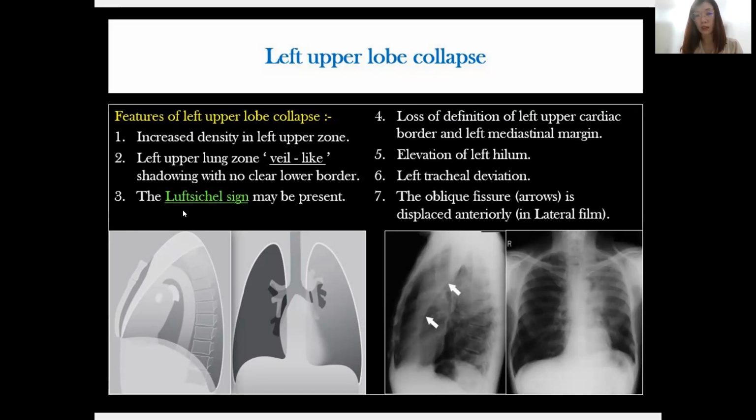Next you will see what we call the luftsichel sign, where there is hyperexpansion of the superior segment of the lower lobe, overlapping with the mediastinal border. You will see this lucency here, we call luftsichel sign. But the most important finding is the wheel-like opacity. So we must always look carefully, if not we will miss this finding. Again, it's associated with elevation of the left hilum compared to the right side, and there's also tracheal deviation to the left.